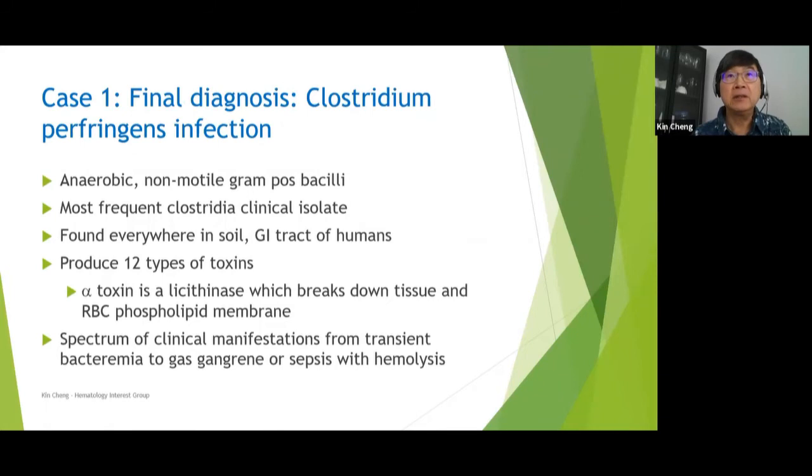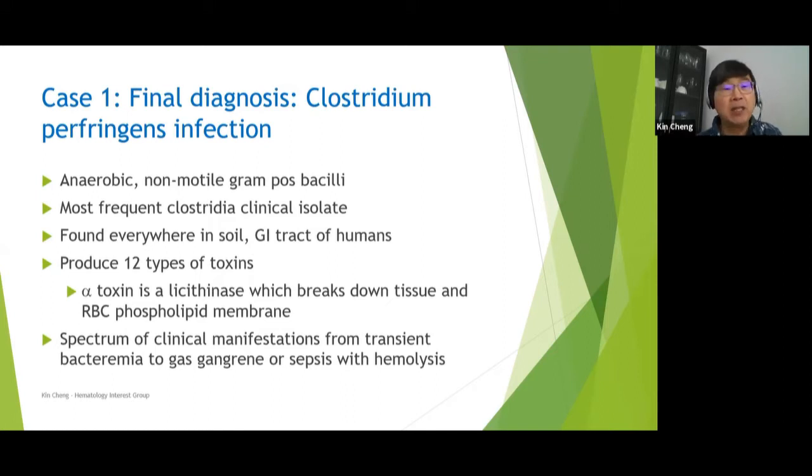and in some way it's normal flora, but when it causes problems, it's very, very deadly, because it produces 12 types of toxins. One type of toxin is called lecithinase. From the name of the toxin, you know that it's an enzyme that breaks down something in the red cell phospholipid membrane, and because it breaks it down, that's why it causes hemolysis.